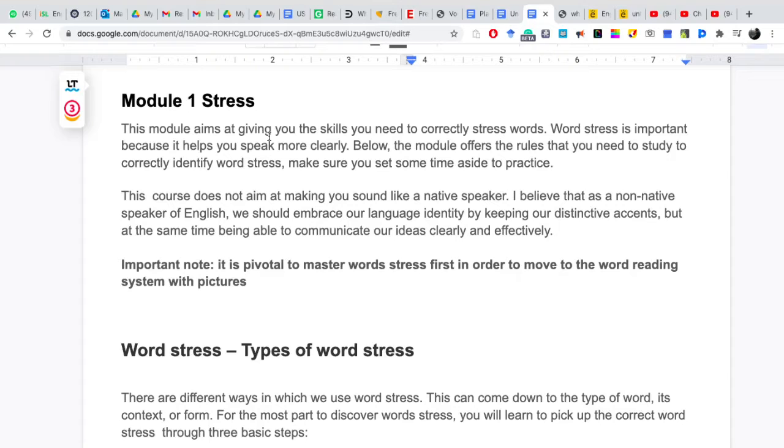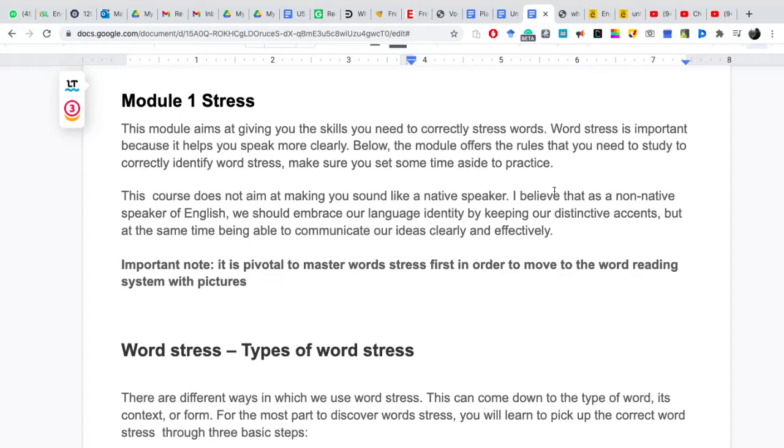I'll be discussing word stress. This module aims at giving you the skills you need to correctly stress words. Word stress is important because it helps you to speak clearly. Below, the module offers the rules that you need to study to correctly identify word stress. Make sure you set some time aside to practice.